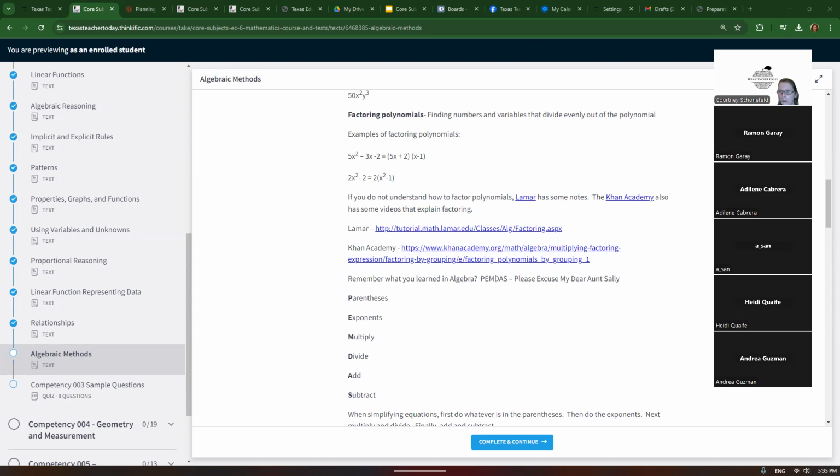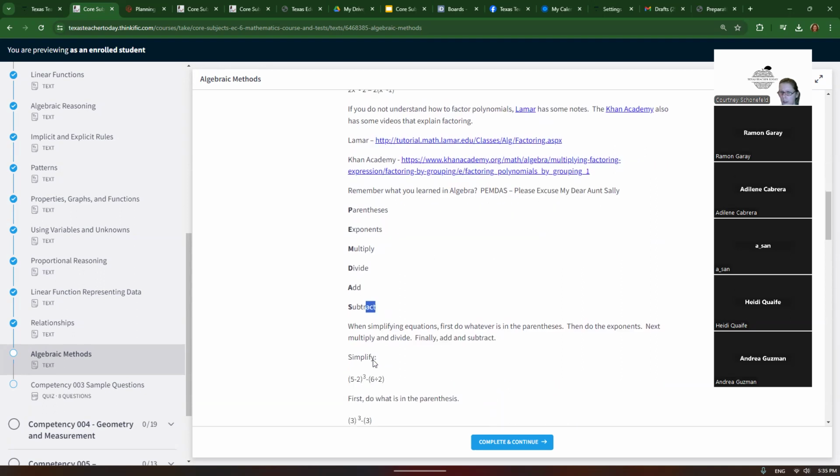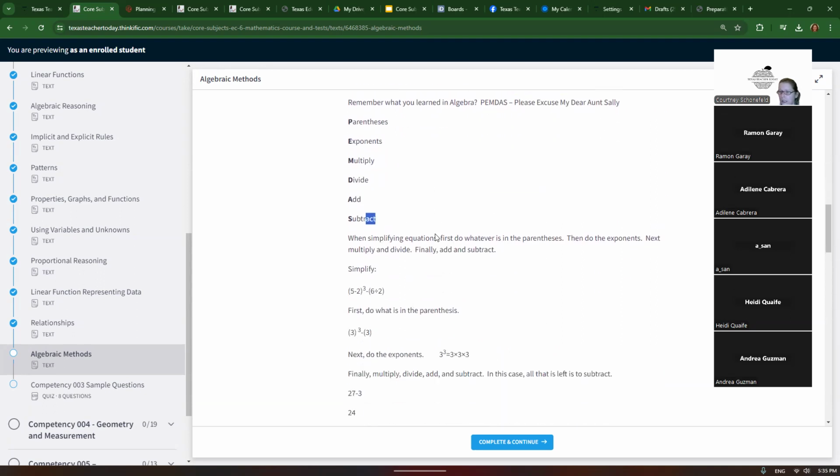Remember what you learned in algebra. Please excuse my dear Aunt Sally, or some people nowadays say PEMDAS, right? First you do parentheses, then exponents, then multiply, divide, add, subtract. That's the order. You have to follow the order of operations. When simplifying equations, do whatever is in the parentheses first, then do the exponents, then multiply, divide, add, and subtract, right?